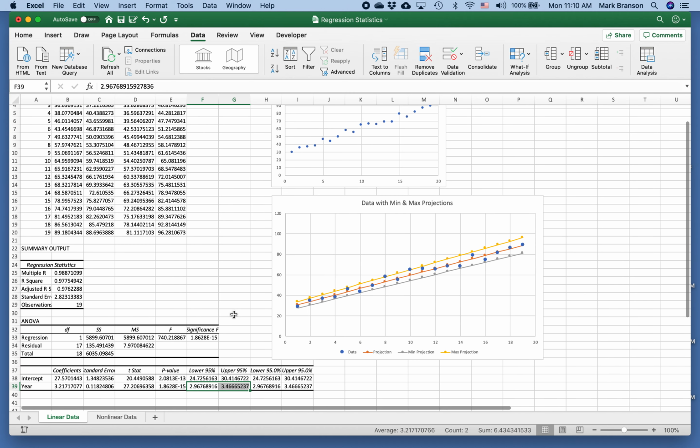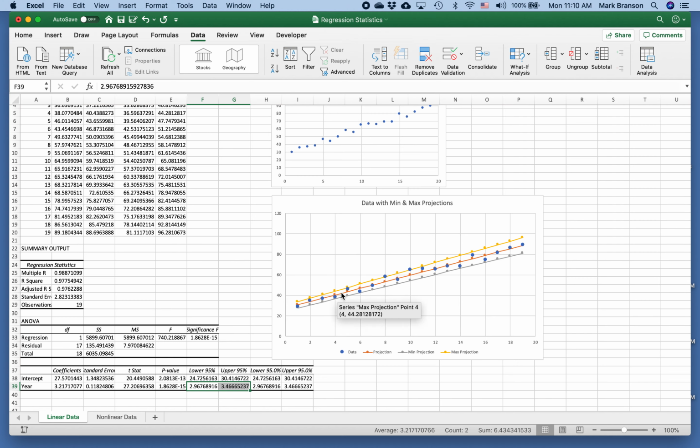So the last thing I have here is what I've done is I've plotted the data on this graph. So you can see the blue points are our data. They kind of go up and down. The orange line is our y-hat projection. So that's using 27.57 plus 3.21 times x. Okay, and you can see that's pretty much down the center of the road.